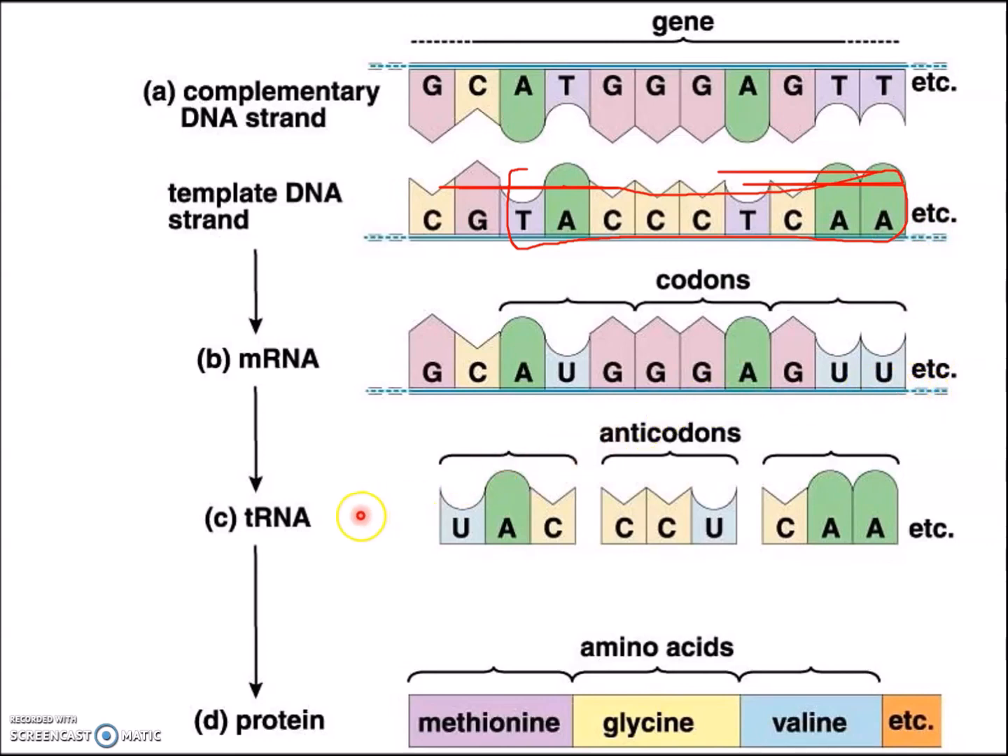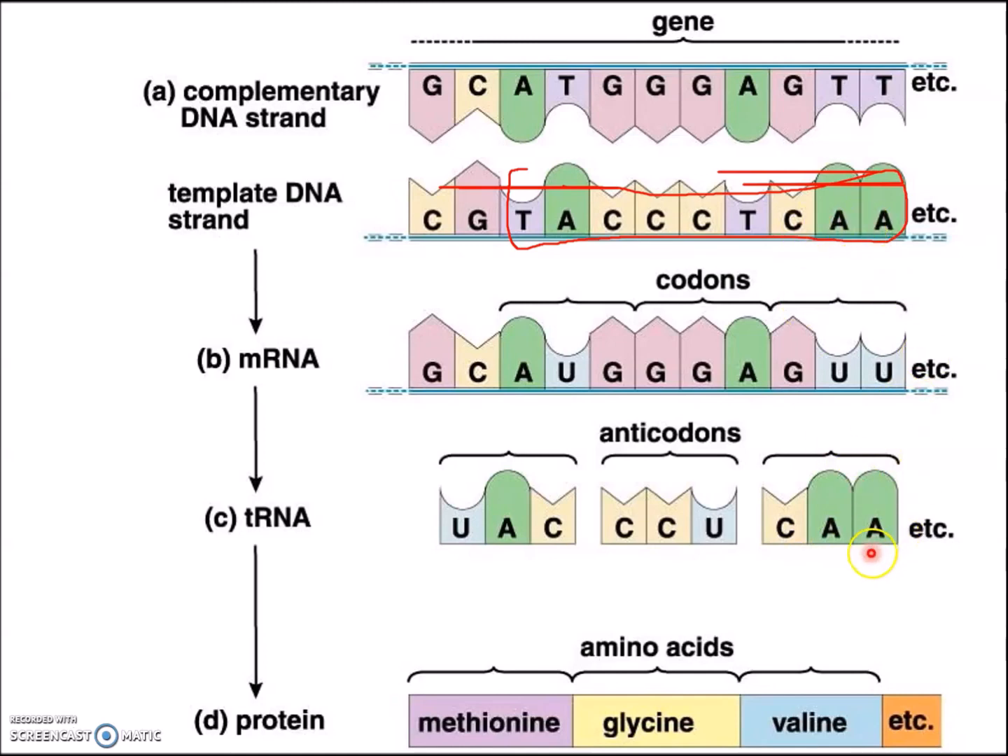Now, the messenger RNA interfaces with transfer RNA through another complementary pairing of bases. In messenger RNA language, if the triplet is AUG, well, the anticodon in tRNA is UAC. And if the next triplet is GGA, the anticodon would be CCU. And if the third triplet is GUU, the anticodon for that is CAA.